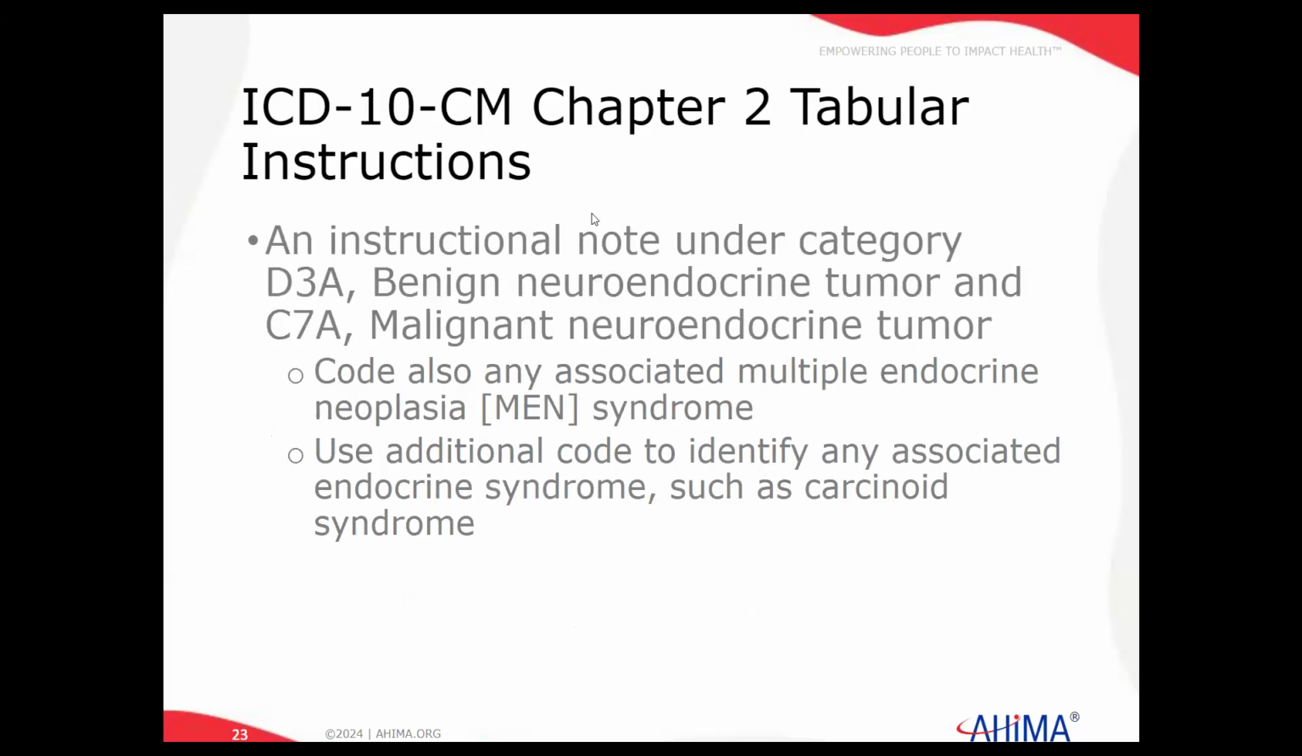And you see an example of this under code category D3A. Again, when we say code category, we're talking about the first three characters. So with a benign neuroendocrine tumor or a malignant neuroendocrine tumor, there are two notes that tell us to code any multiple endocrine neoplasia, or to also use additional codes to identify any associated endocrine syndromes such as carcinoid syndrome.